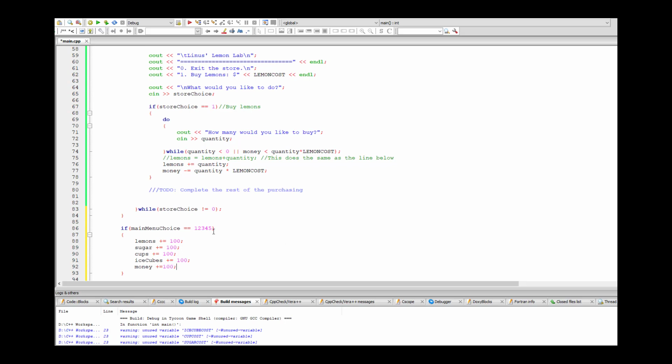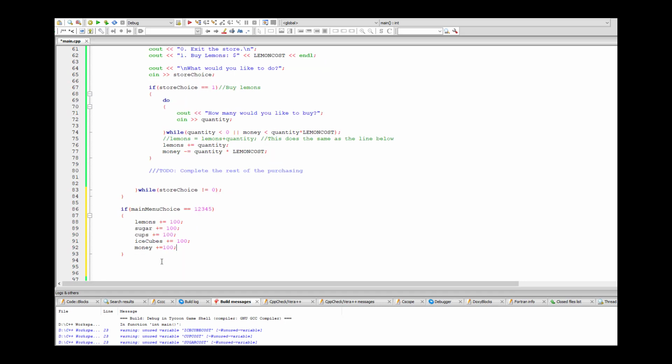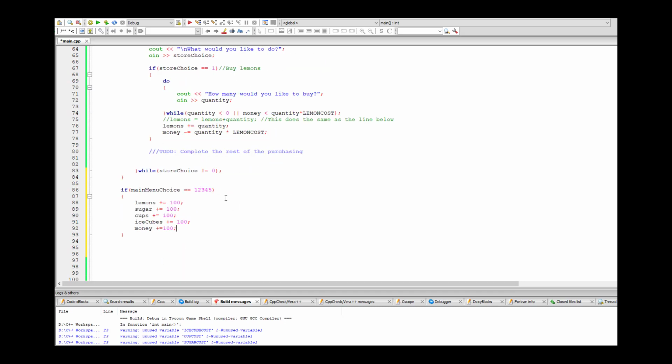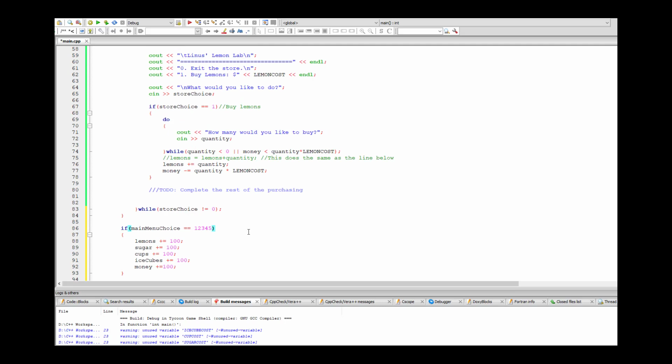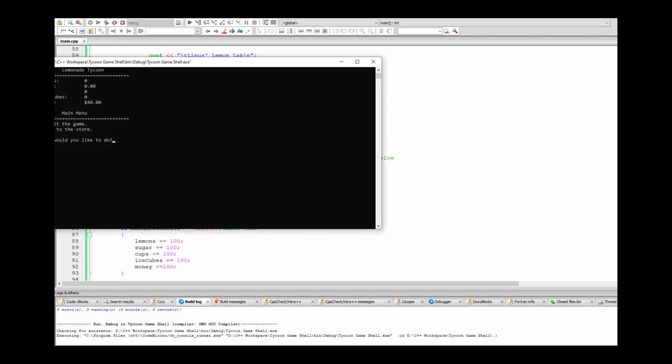Okay, so what that does is it actually adds 100 of everything to our inventory if we type 1, 2, 3, 4, 5 at the main menu. And what this is known as is a cheat code. Now, what cheat codes really are is ways for a programmer to test the code without actually having to play the game, right? Either because the code is not finished, as in our case, or because it's just really laborious to have to play the game.